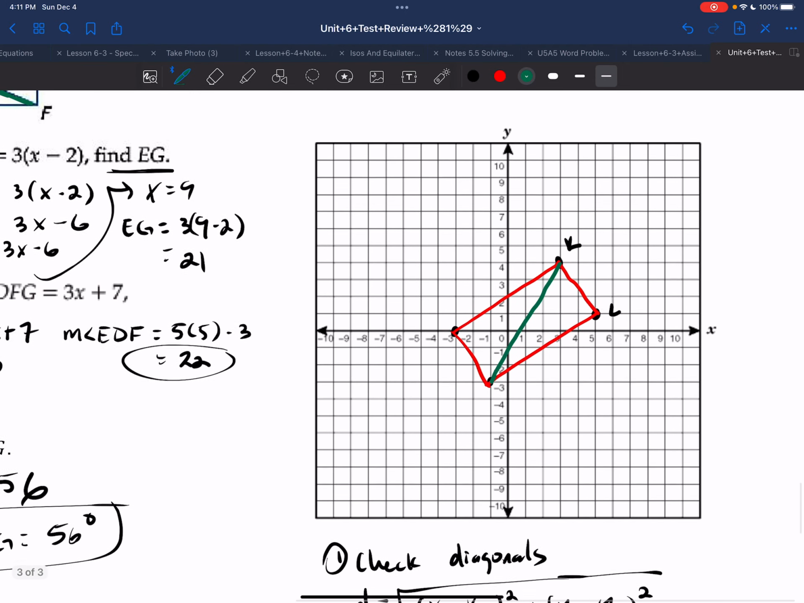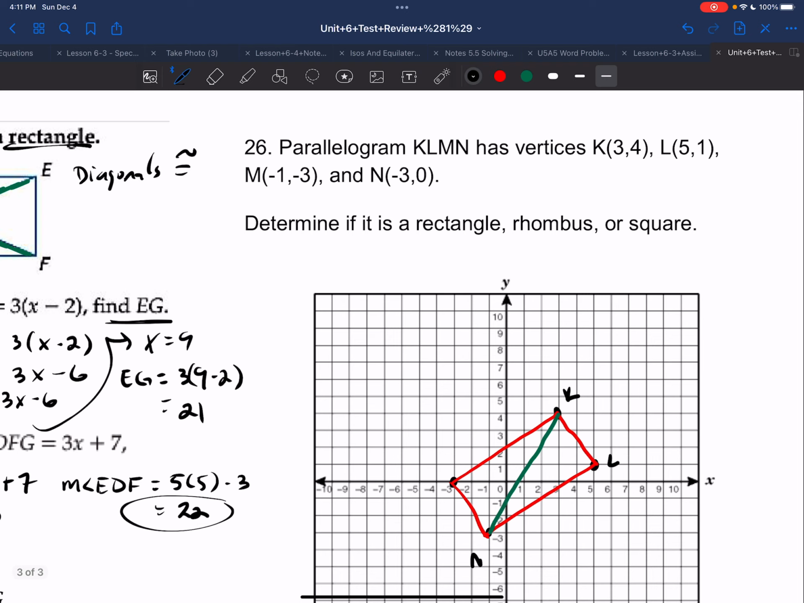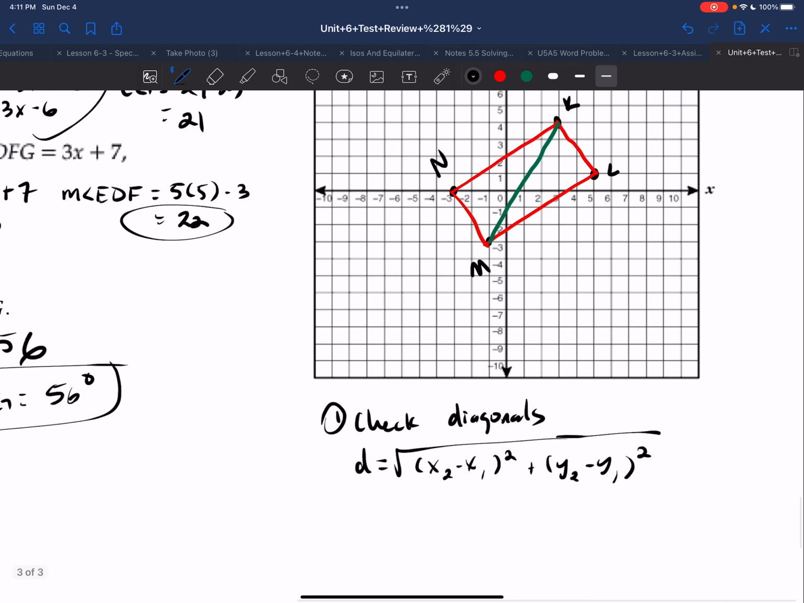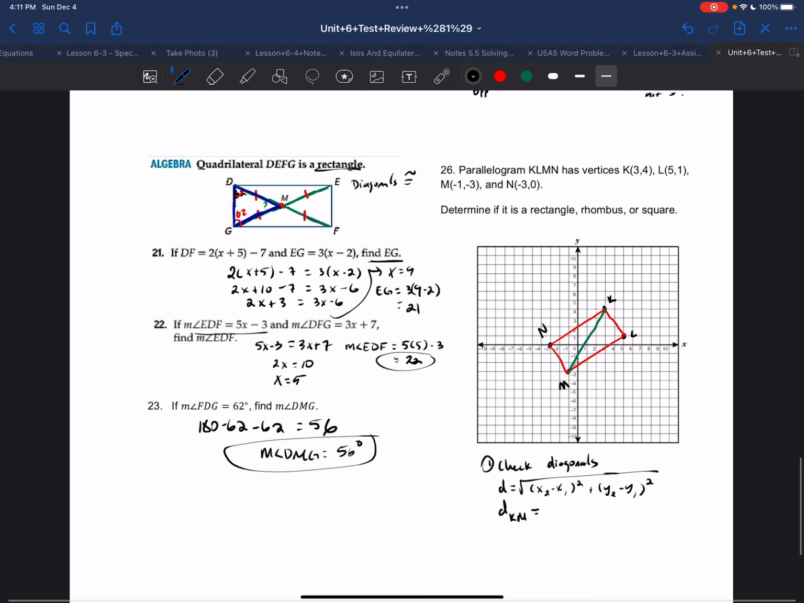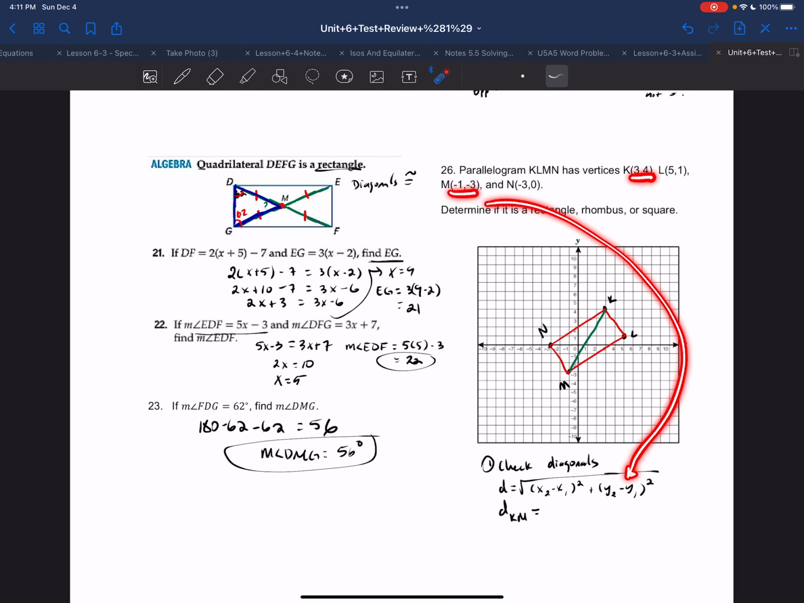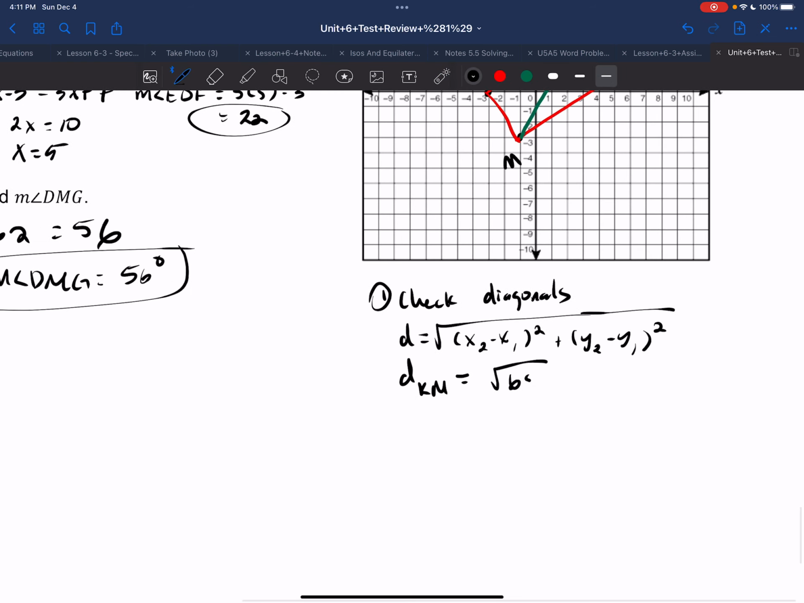And we're going to go ahead and check the diagonal KM. I'm sorry, I didn't label these. So that's -1 comma -3. That's M. And the other one should be N. Okay. So we need to check the diagonals of KM. How long is KM? Yeah, that's KM. Then if I plug everything in, if I use these points here, KM, into the distance formula, you're going to get the square root of 65.